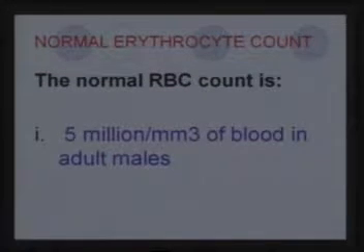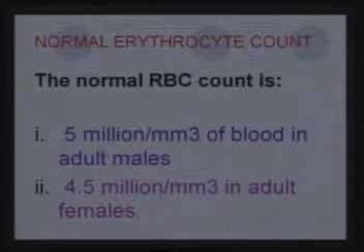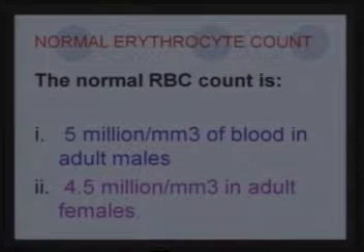and so let us talk about what the normal RBC count is. If it is an adult male, it should be 5 million per millimeter cube of blood, and if it is a female, they should have 4.5 million per millimeter cube of erythrocytes in the adult females. Now as I have been explaining these things, you may have guessed some, or you may have also read about some of the functions.